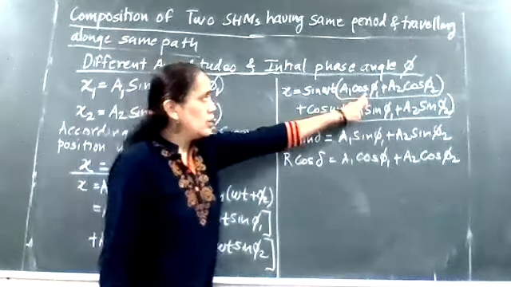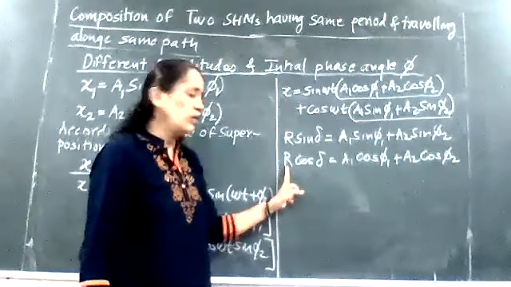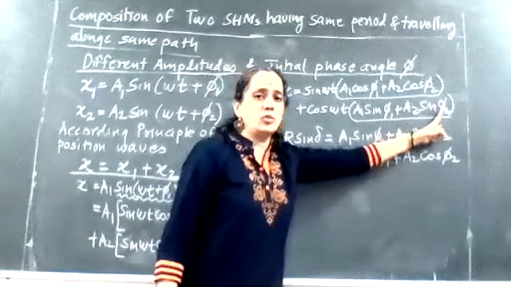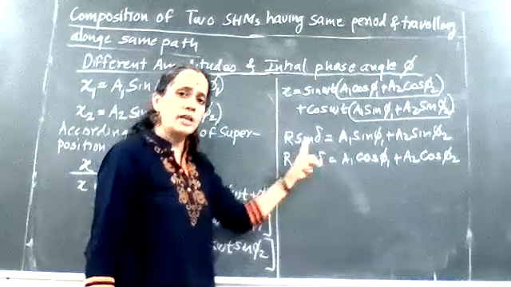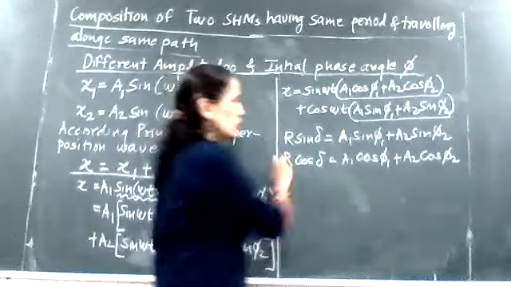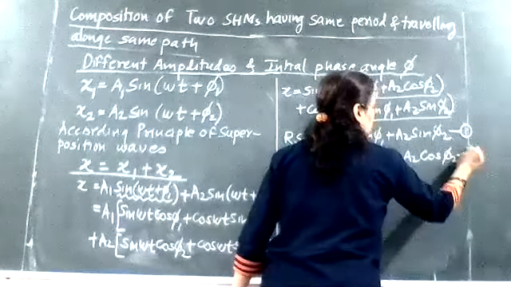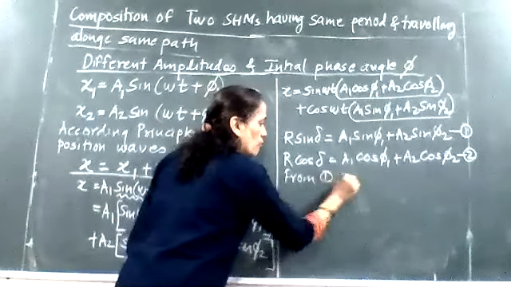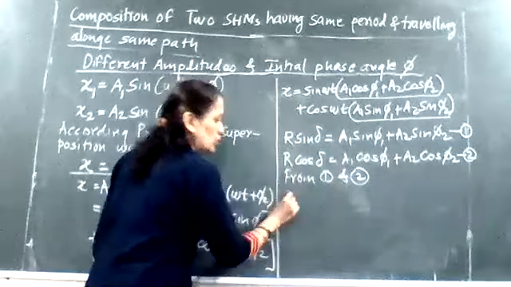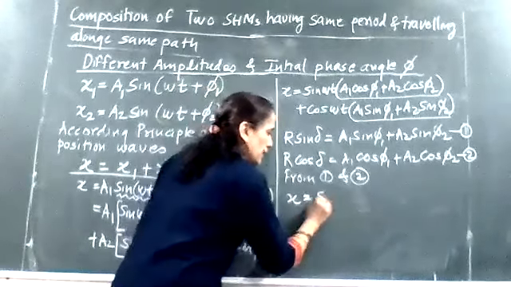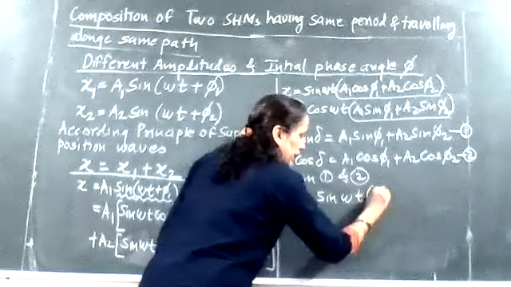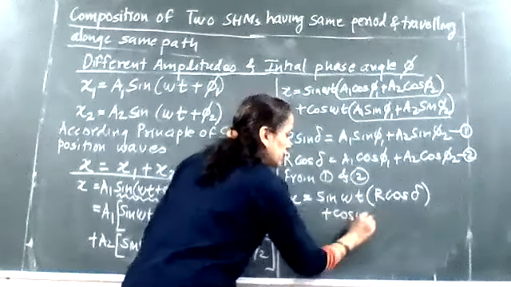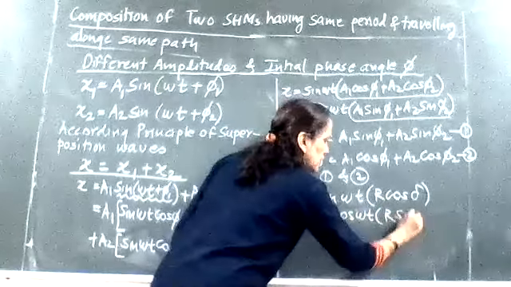Means now I can change this term. Instead of a1 cos phi 1 plus a2 cos phi 2, which term am I going to put? R cos delta. And a1 sin phi 1 plus a2 sin phi 2, instead of that what am I going to put? R sin delta. Clear? So this equation I can call equation number 1, and this equation I can call equation number 2. So from equations 1 and 2, my main equation of displacement x becomes sin omega t in bracket r cos delta plus cos omega t in bracket r sin delta.